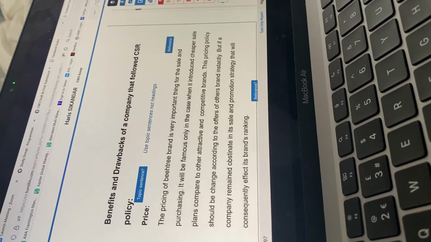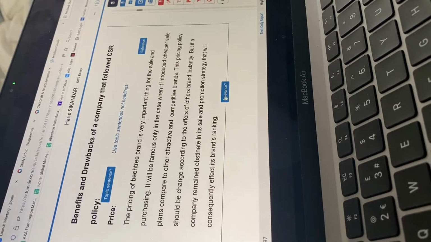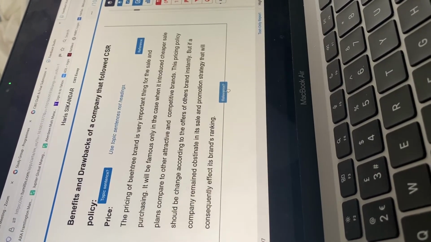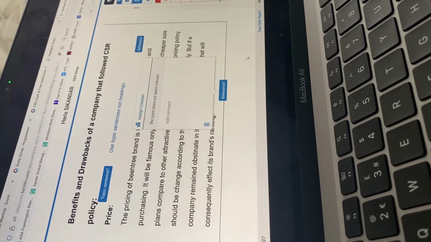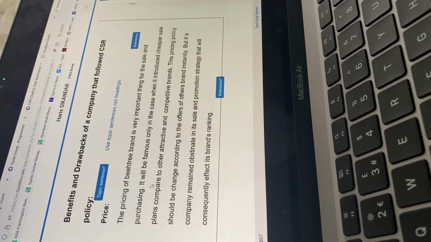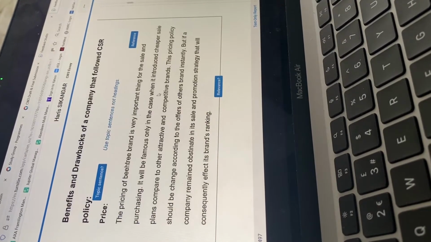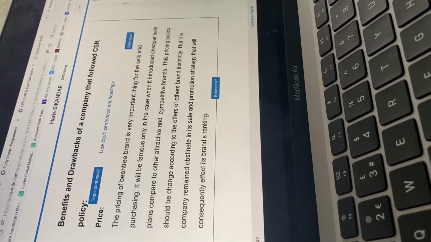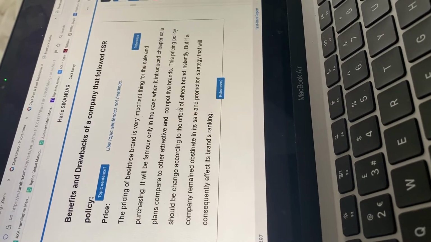References. You only have one in-text reference. Is it relevant? The pricing of B-Tree brand is very important. People say sale and purchasing. Is that to do with the essay title? CSR, corporate social responsibility.